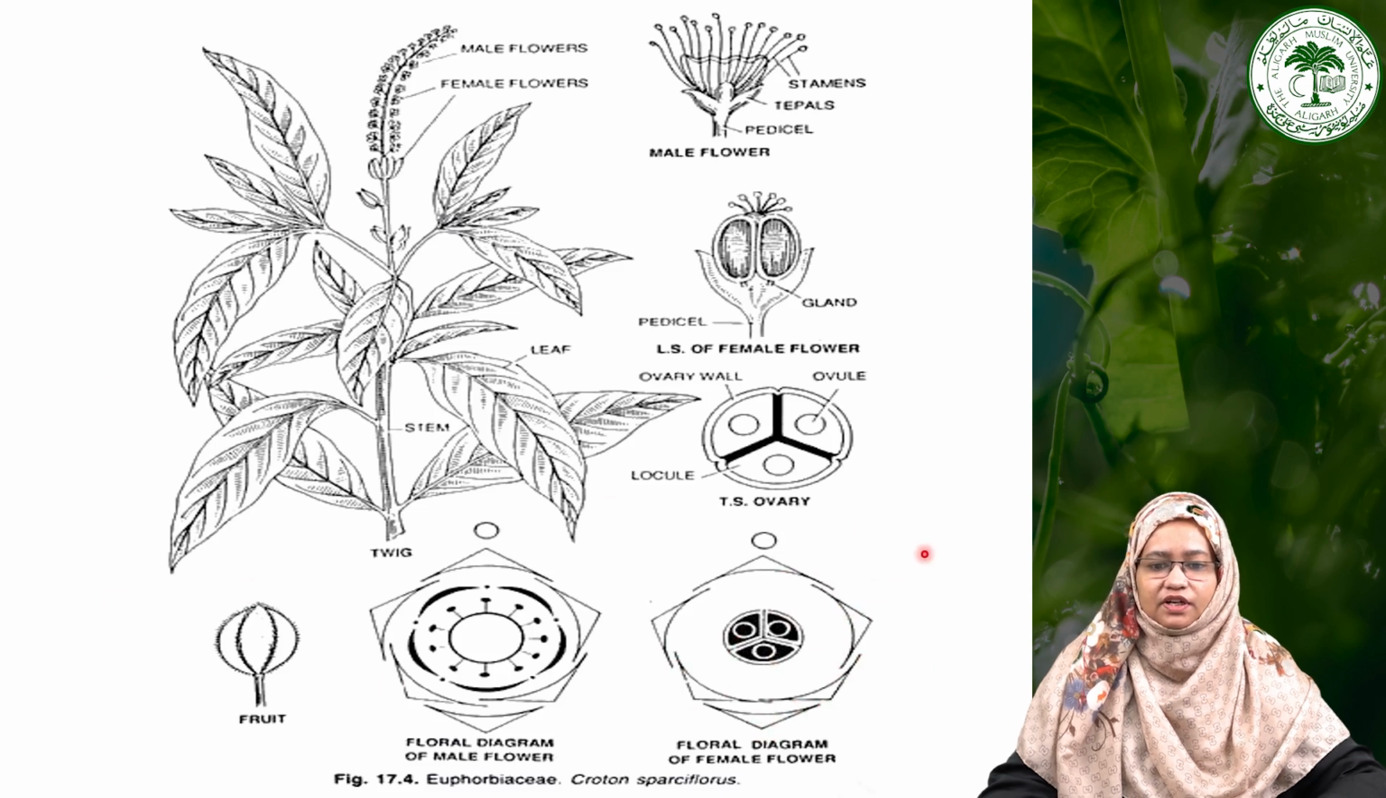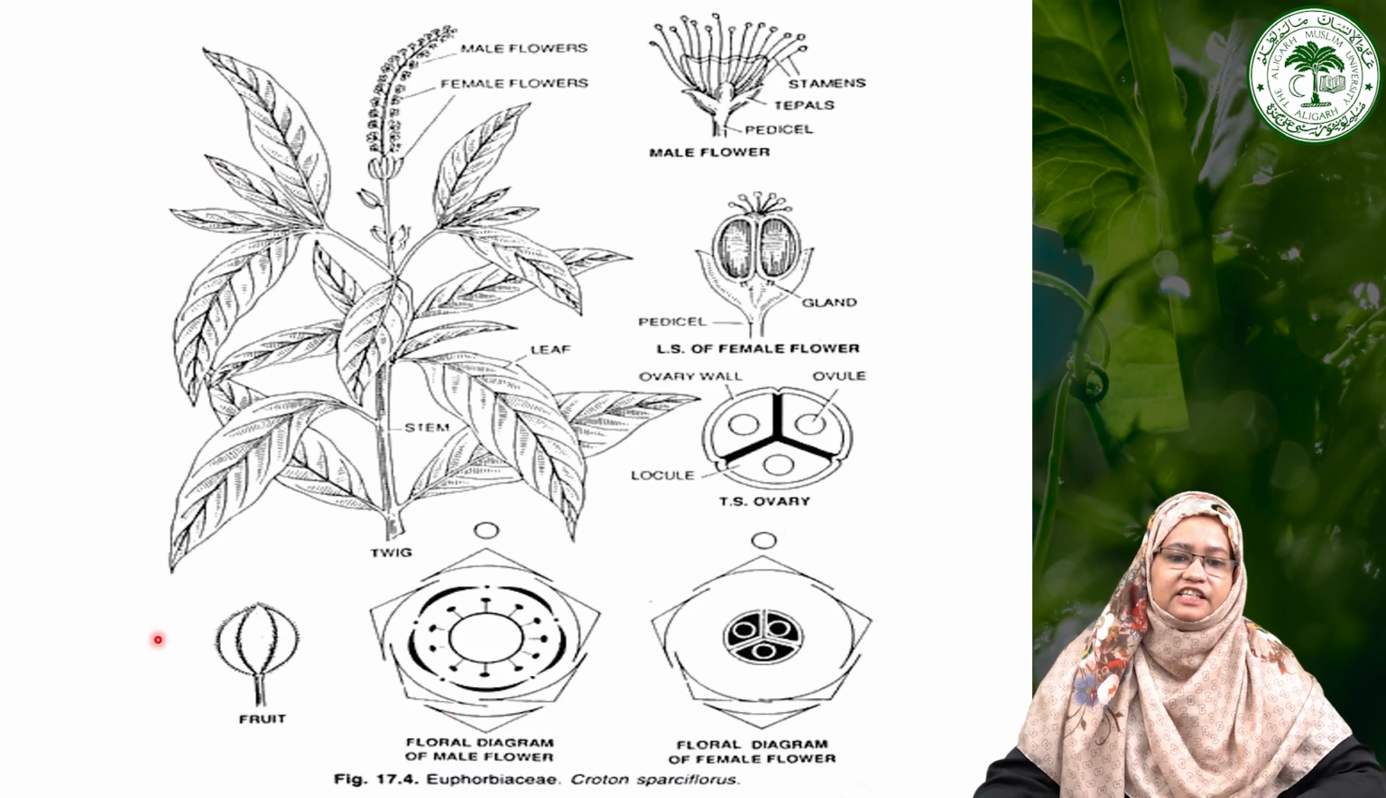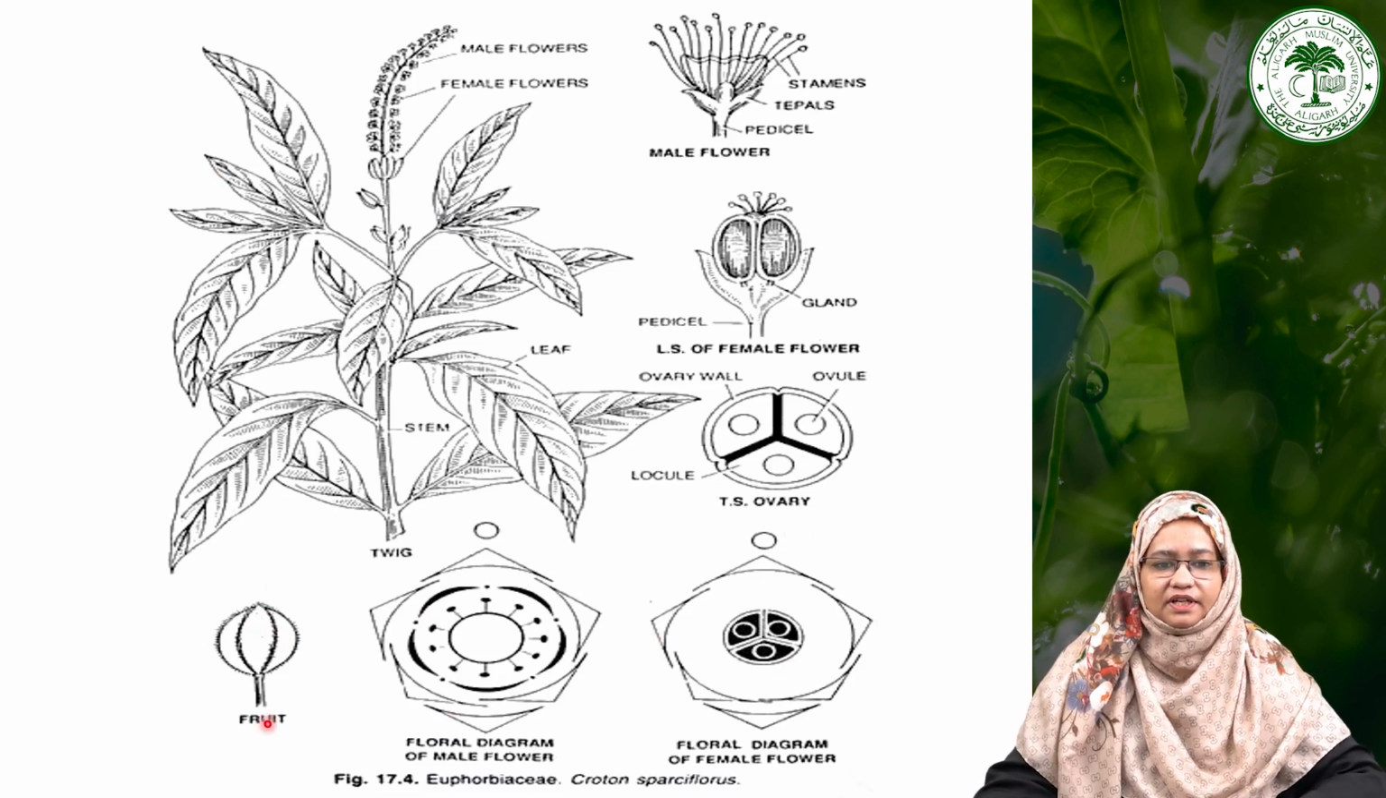So this is the Croton sparsiflorus showing the unisexual flower, and this one is the fruit, which is also trilobed in structure.